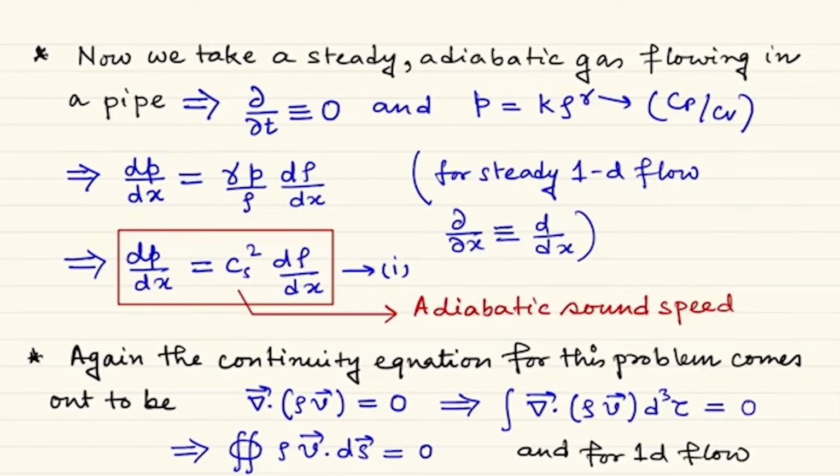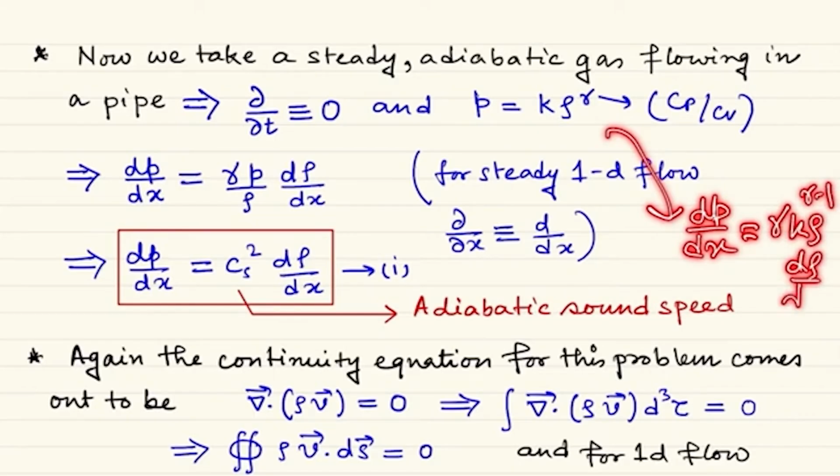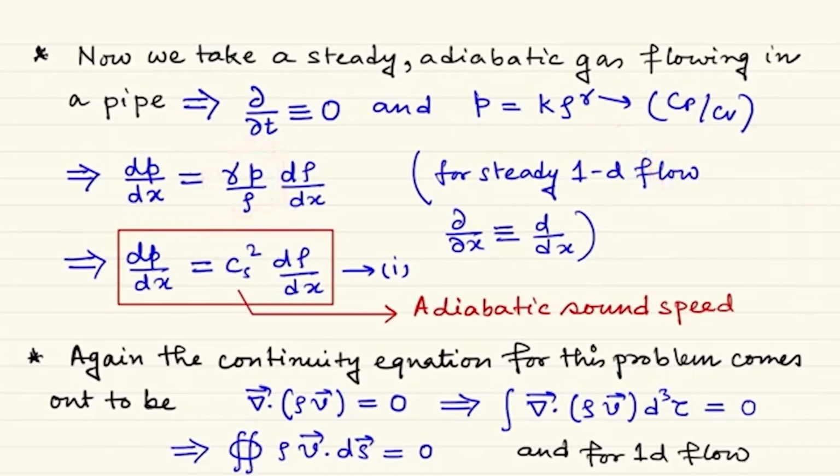Okay, so if we have this, then dp/dx is equal to gamma p by rho d rho/dx. That's very easy to see. You can just see that dp/dx is equal to gamma times k rho^(gamma minus 1) d rho/dx, and this gamma k rho^(gamma minus 1) is nothing but gamma p by rho. You can simply replace the expression of p over there, and so you can finally have dp/dx is equal to cs squared d rho/dx.